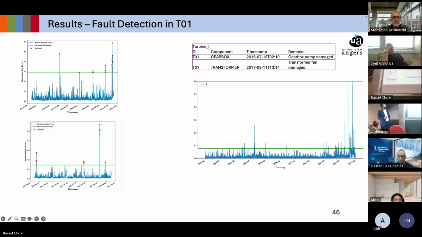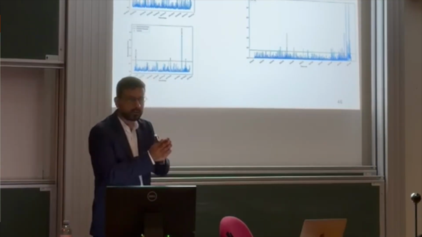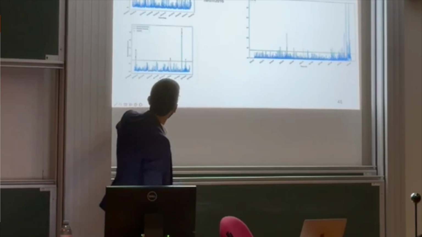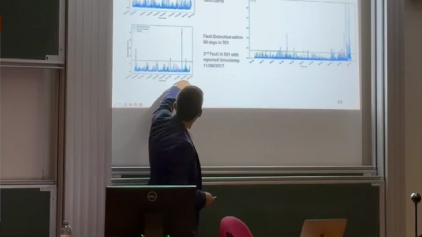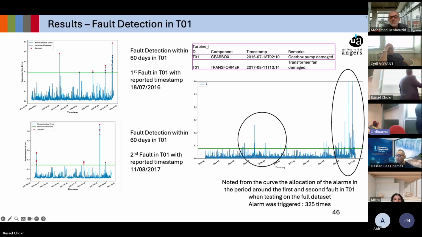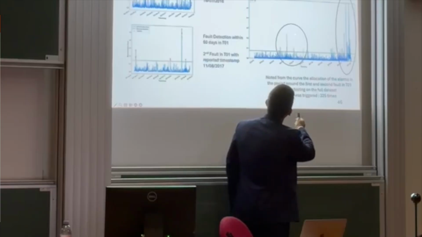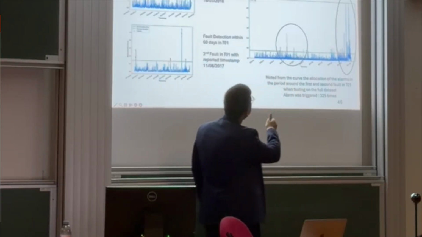Here for the first fault, before August 18, we can see how we are detecting the fault just near that time and within the 60 days period. When we detect within the 60 days period, we consider that we detected a true positive. For the second fault, we also detected within the 60 days before the fault occurred. And then we tested and validated on the full sequence, not only on the 60 days before fault 1 and fault 2, where we detected the fault within the time before the faults occurred.